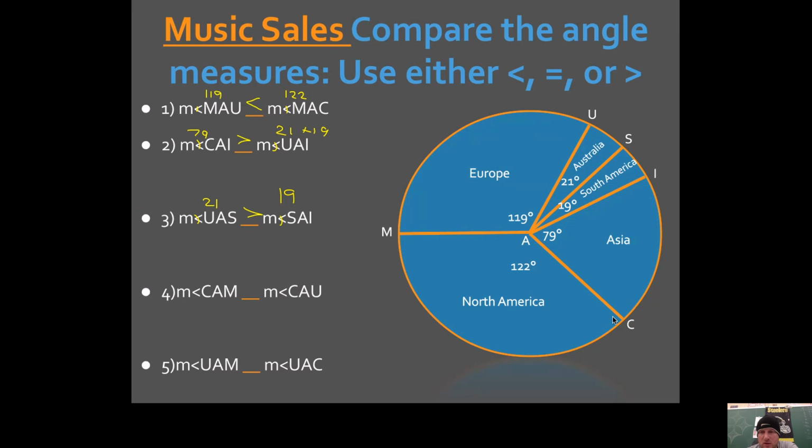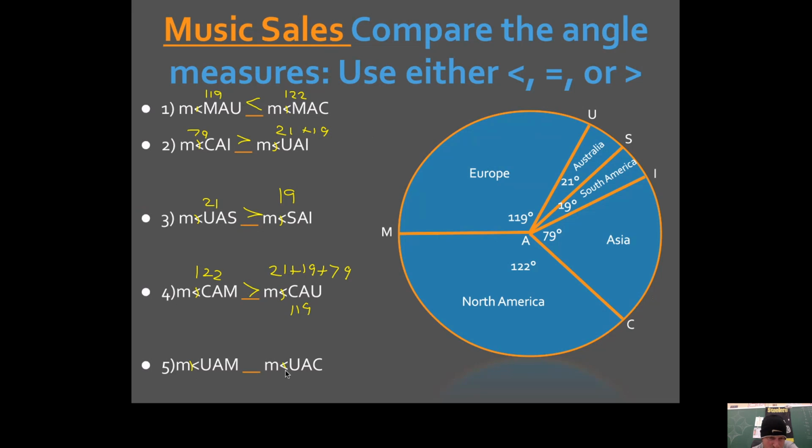Number 4, measure of angle CAM. That's 122. Compare that with the measure of angle CAU. That's a combination of 3 little angles. 21 and 19, remember that makes 40, plus 79. So 40 plus 79 gives you 119. Point at the smaller of the two.